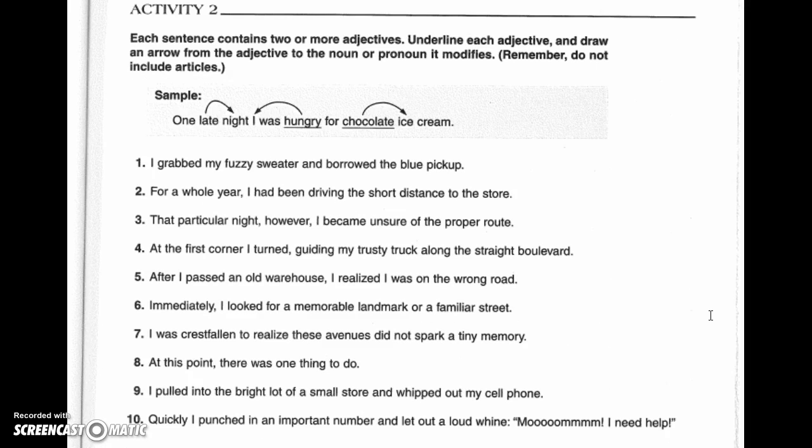In activity 2, we're going to do all 10. And this one is just asking you to find the 2 or more adjectives. And just like we did in activity 1, drawing an arrow from the adjective to the noun or pronoun it modifies. Remember, it can have more than one in each sentence. In parentheses, it says don't include the article. So you do want to omit words like a, the, or an.